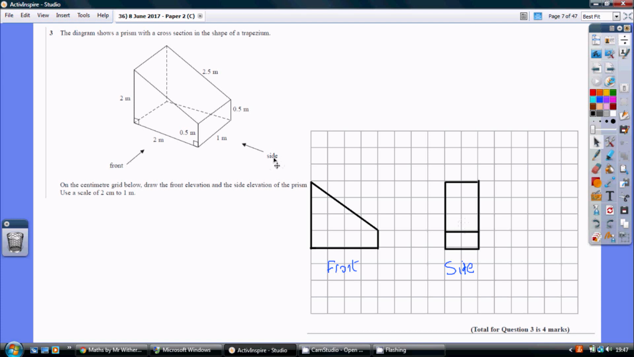So what you can see in the foreground is going to be this little rectangle here, which is 1 metre by half a metre. So obviously using this scale here, that's going to be 2 squares by 1 square. And that's this little bit here.